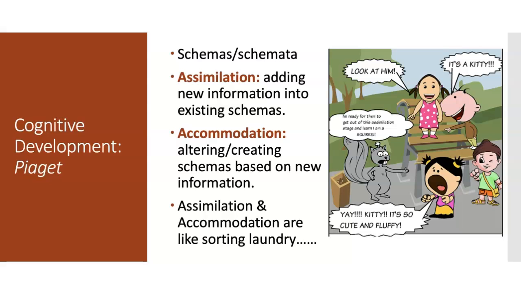Then you pull out another pair of socks. This does fit into the existing schema you have, so you put that with the other socks. So every time you take a new item, you are either adding it to a schema that you've already got, or a pile that you've already got, or you are creating a new one.